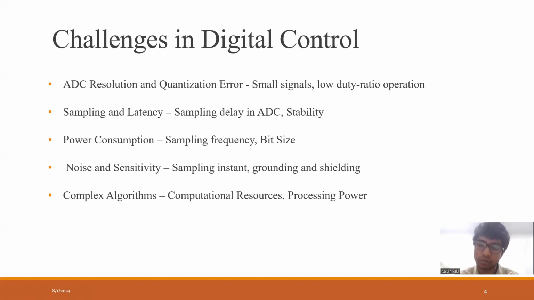Another thing is power consumption. Although they consume less power, if we increase the switching frequency or the sampling frequency for the ADC, then it has to operate continuously. If it is operating like that, then obviously it will draw more power. So there's some trade-off between how fast we want to sample the signal and how much power we can dissipate.